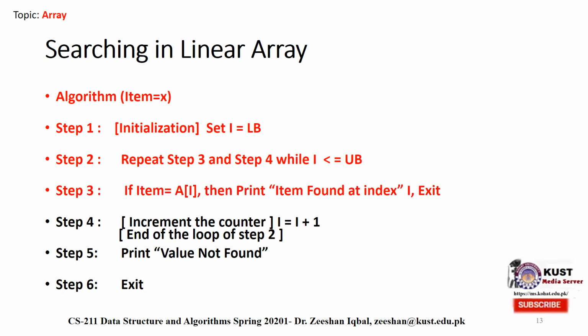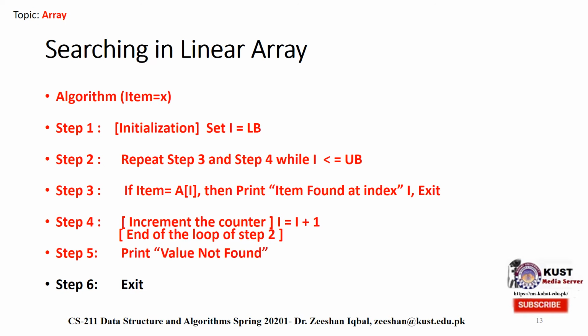But in step 3, we have added an if condition, which checks if our search value is equal to the value contained in the ith index of the array. If yes, then we have to print that we have found our desired value at index I, and we have to stop by exiting from the algorithm. If the if condition is false, we have to move to step 4 of the algorithm.